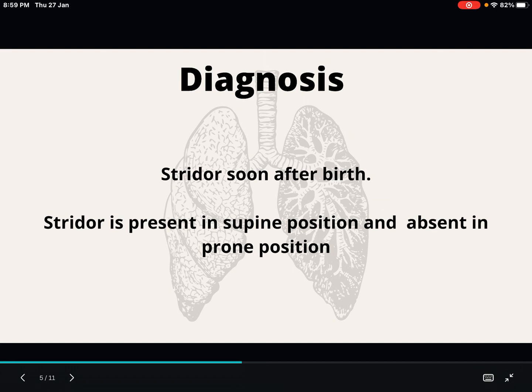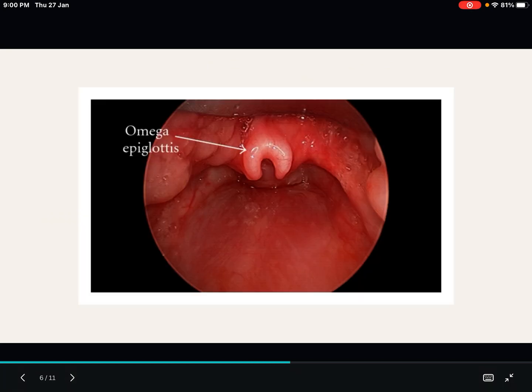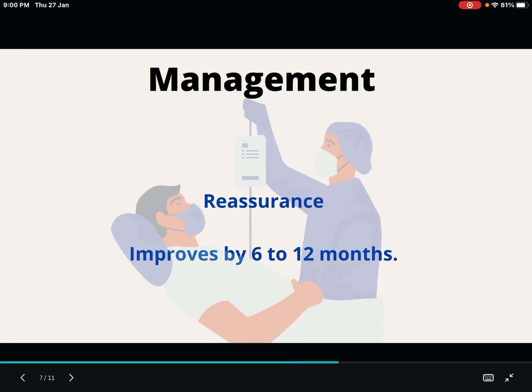Coming to the diagnosis part, the diagnosis is mainly clinical, and the stridor soon after birth we can observe, and stridor is present in supine position and it will be absent in prone position. This condition is because in supine position, as I already told, the epiglottis will be moving backwards and closing the airway, while in the prone position the epiglottis is moving forwards and the airway obstruction is relieved. And this is the picture that is showing the omega shaped epiglottis which is seen in the laryngomalacia.